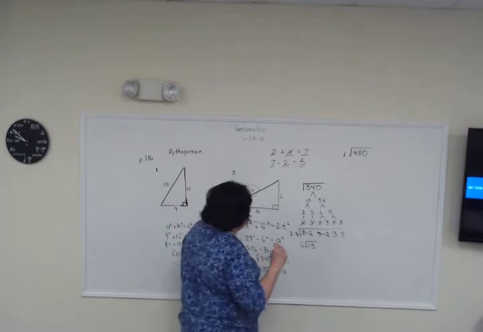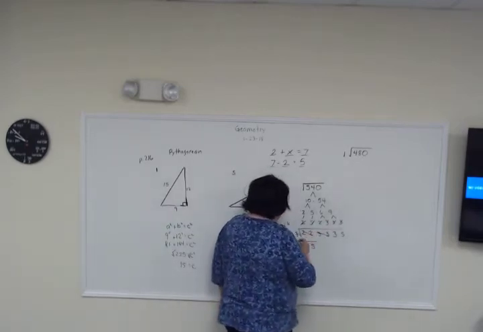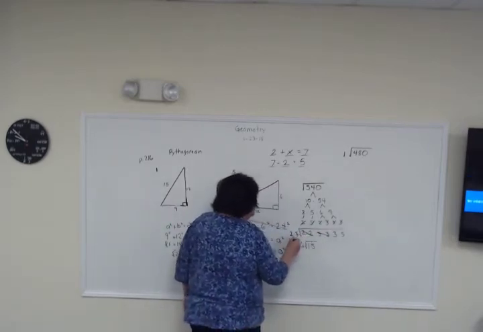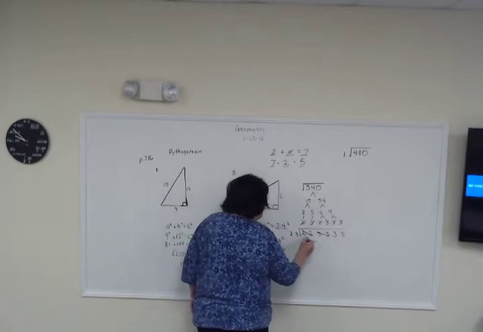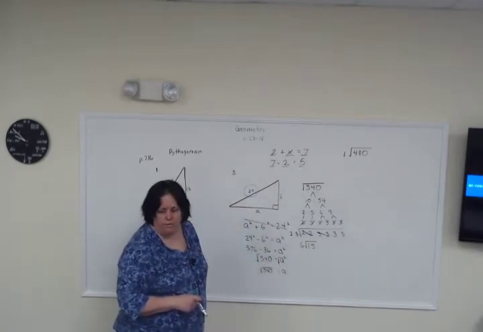Where did you get 6? 2 times 3, because I had a pair of 2s, so I brought a 2 out front, and I had a pair of 3s, so I brought a 3 out front. Okay.